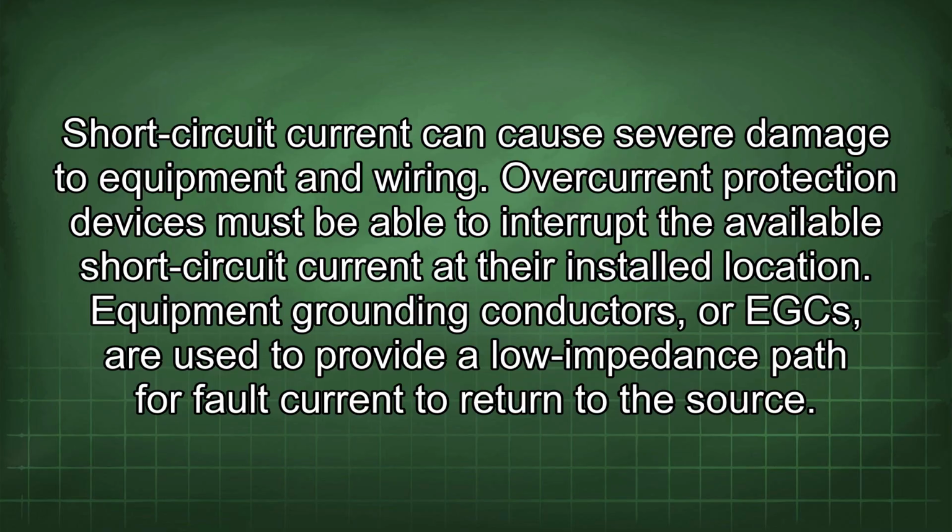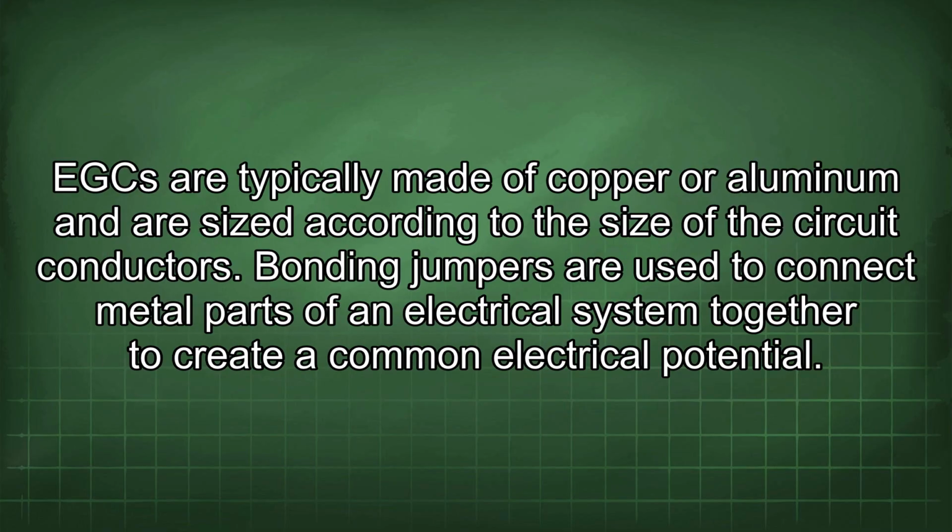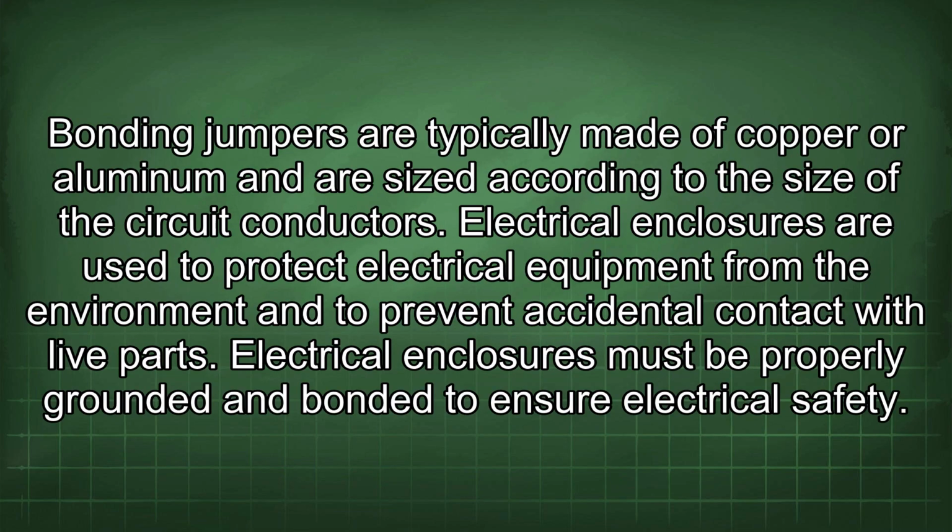Equipment grounding conductors, or EGCs, are used to provide a low impedance path for fault current to return to the source. EGCs are typically made of copper or aluminum and are sized according to the size of the circuit conductors. Bonding jumpers are used to connect metal parts of an electrical system together to create a common electrical potential. Bonding jumpers are typically made of copper or aluminum and are sized according to the size of the circuit conductors.